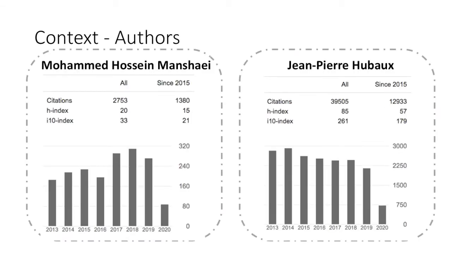The authors of our article are Mohamed Hossein Manchey and Jean-Pierre Hubeau. Mr. Hossein Manchey has been cited in total over 2,700 times and has published at least 20 articles that have been cited 20 times. And he has written at least 33 articles that have been cited by at least 10 sources, corresponding to the I-10 index. Mr. Hubeau has in total 39,505 citations, an H index of 85 and an I-10 index of 261.